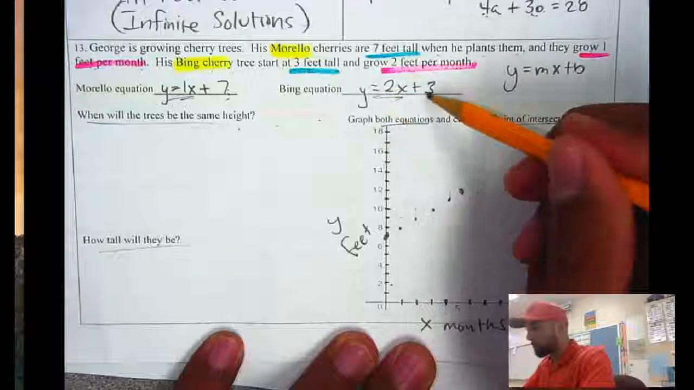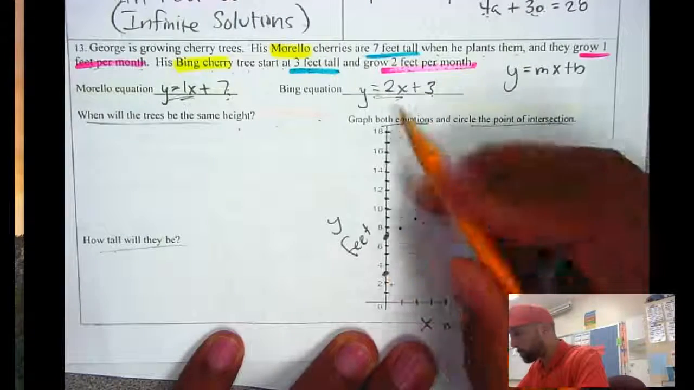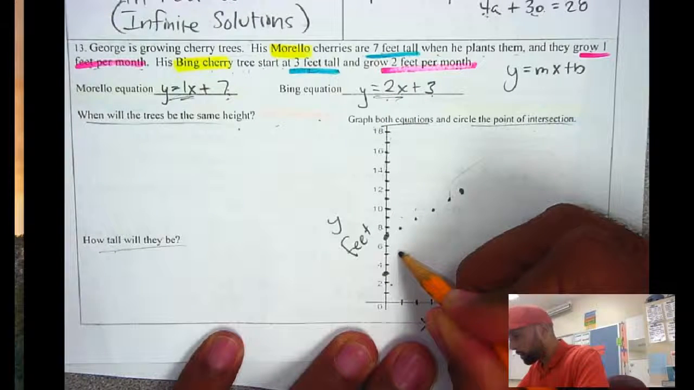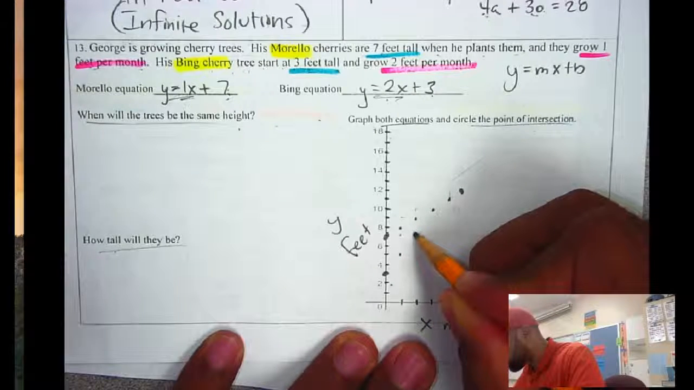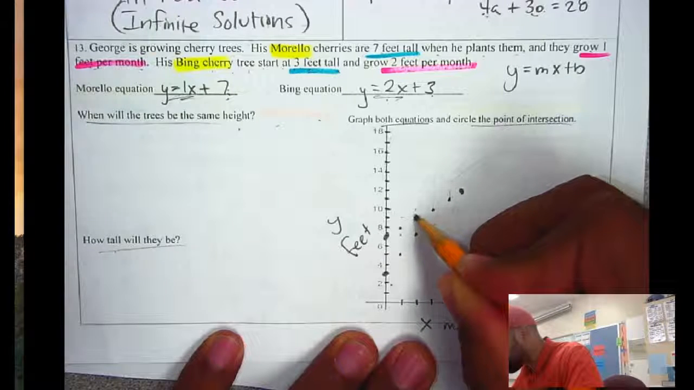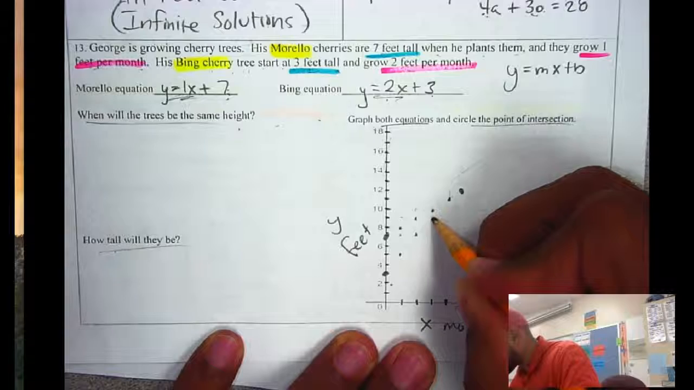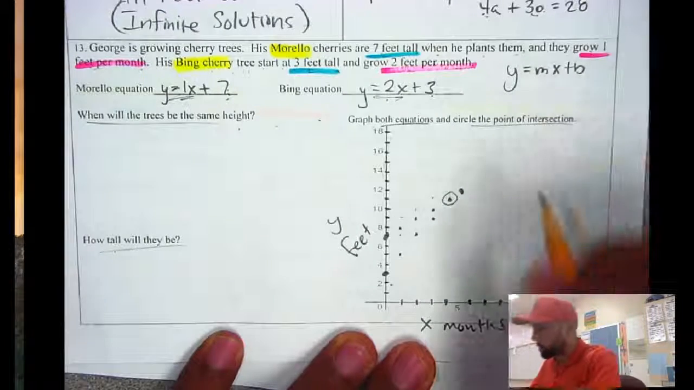Now the next one, 3. I'm going to start at 3. We're going to go up 2 over 1. So up 2 over 1. To 5, up 2 to 7, then over 1. Up 2 from 7 to 9, and then over 1. Then up 2 from 9 to 11, then over 1. There's our solution. That's what we were looking for.